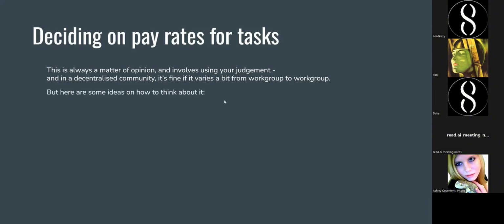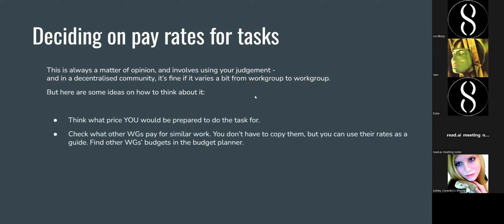But here are some ideas on how you might want to think about your pay rates. First of all, think about what price you would be prepared to do the task for. If you wouldn't do it for that much, why should anyone else? Secondly, you can check what other work groups pay for similar work. You don't have to copy them, obviously, but you can use their rates as a guide. And you can find other work groups' budgets in the budget planner, which I haven't put a link to because it's an internal document, but I can drop it in the chat later if anybody's not sure where to find it, but I'm sure everybody does know.